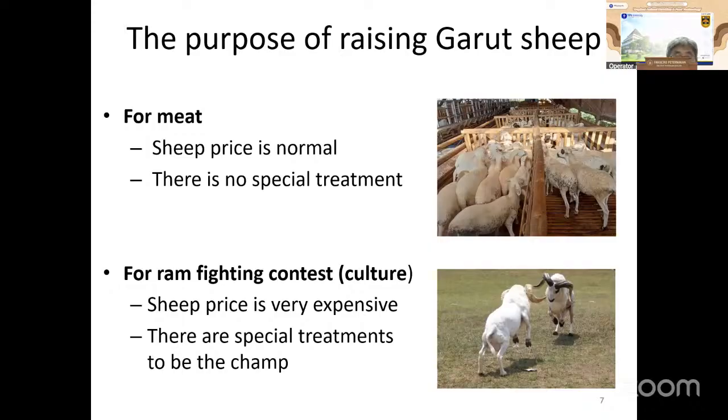Farmers raise Garut sheep first for meat production purposes, and second for fighting contests, as I mentioned before. For meat purposes, there is no special treatment given to the sheep, and the price of the sheep is normal according to kilogram body weight. And for ram fighting sheep, there is special treatment given to the sheep to become champions, and the price of sheep for this purpose is very expensive.